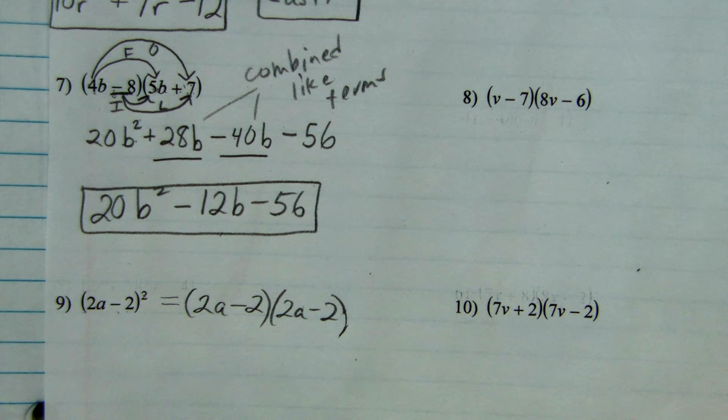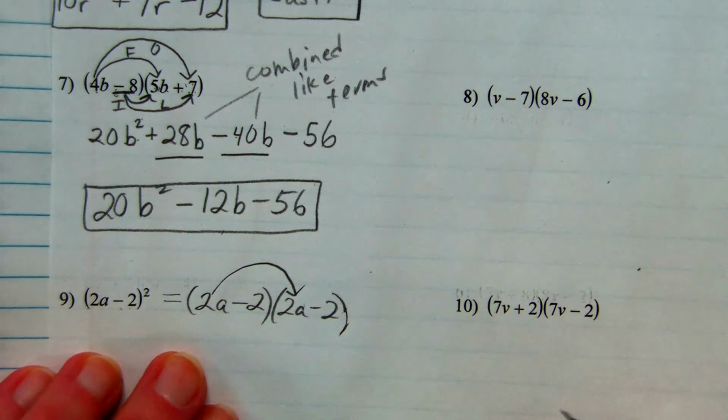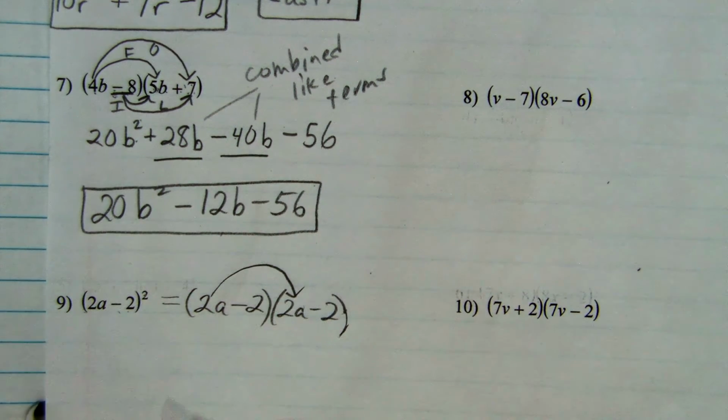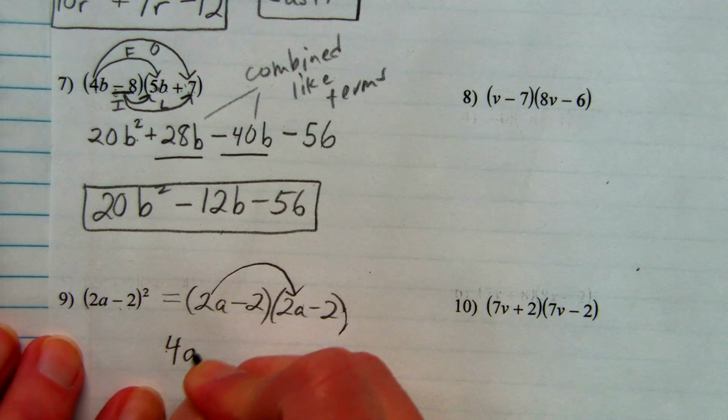Okay? So 2a times 2a would be what? 4a squared. Good.